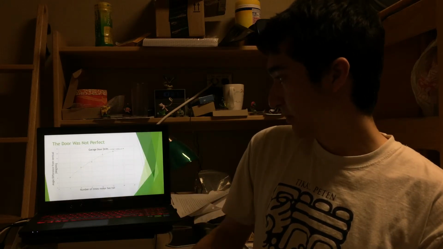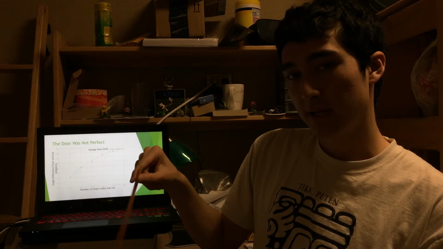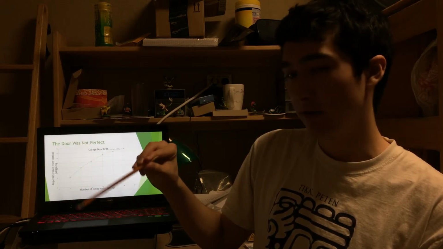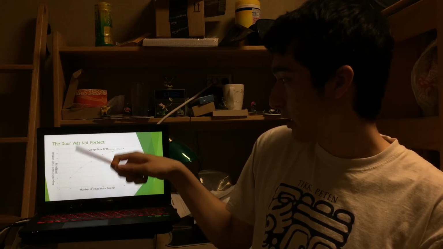And so the door wasn't perfect. Basically, if you kept running the motor over and over, eventually the door wouldn't open quite as high. It would start out at 90 degrees and then it would go to like 80 degrees and 75 degrees. And there were two reasons for this.